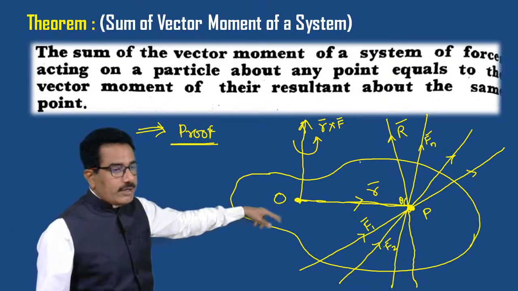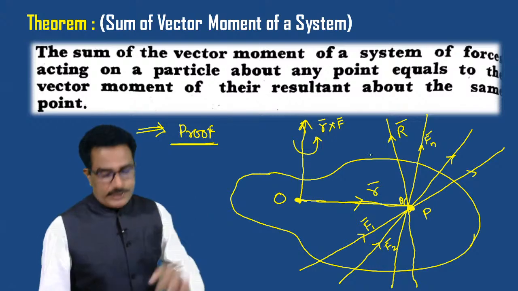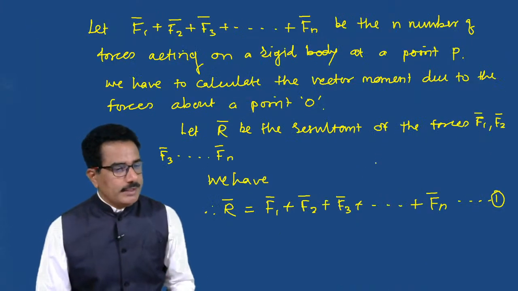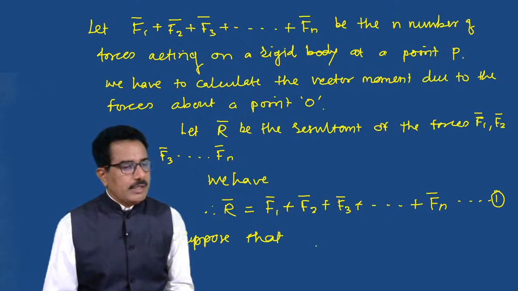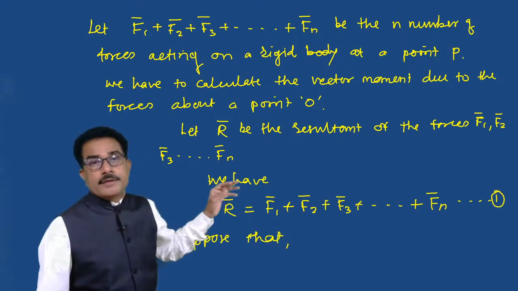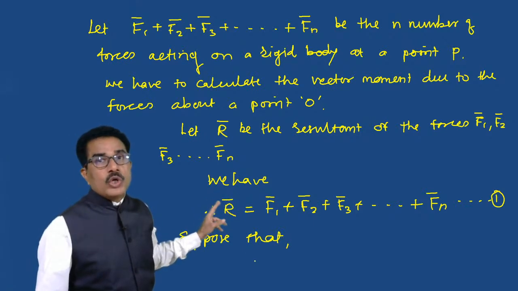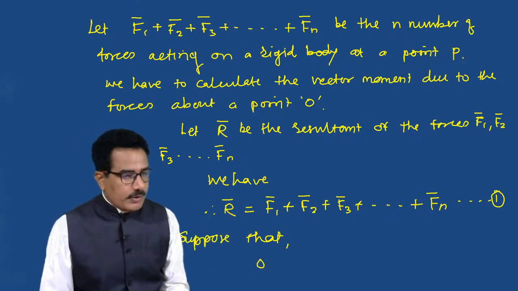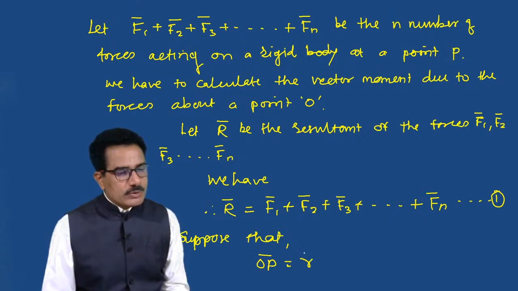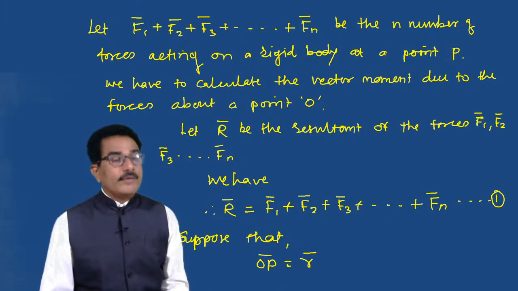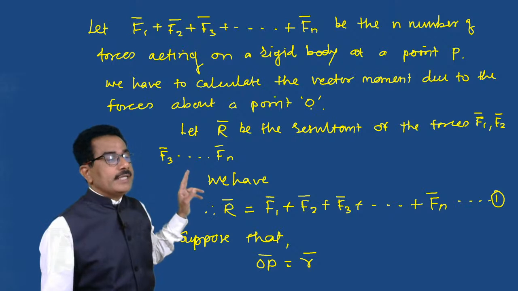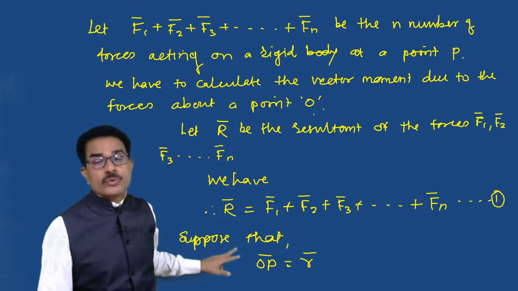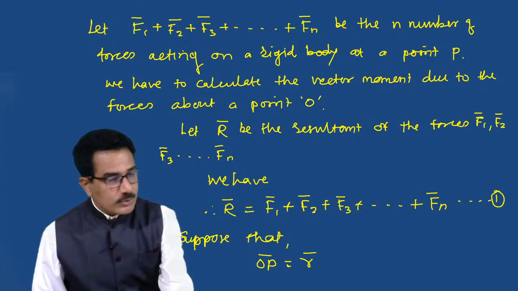Now our aim is to find out the vector moment due to the forces F1 bar, F2 bar, and so on. Now suppose that the direction vector from O to P, suppose that OP bar is equal to R bar, where O is any point at which we have to calculate the vector moment, about the point O. Okay, here OP bar is equal to R bar.